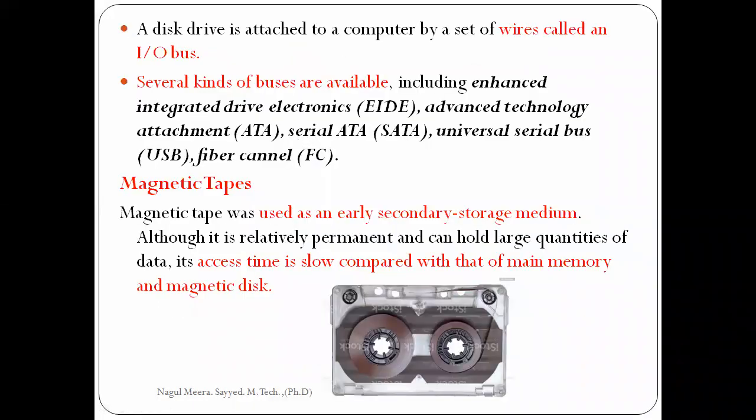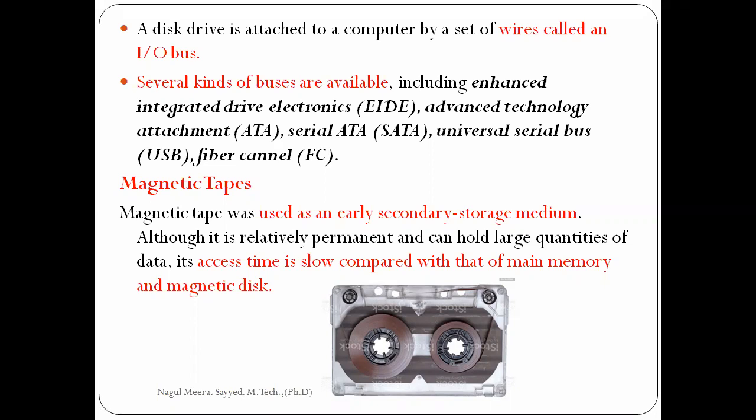Now, coming to our next topic. All disks in our computer are connected with the help of wires. If you open a normal desktop computer, it consists of many different wires. All components are connected with some wires. In a hard disk, these wires are nothing but the IO bus, the input output bus.